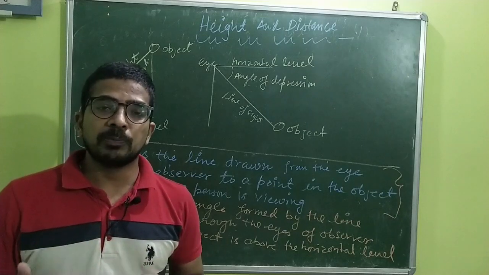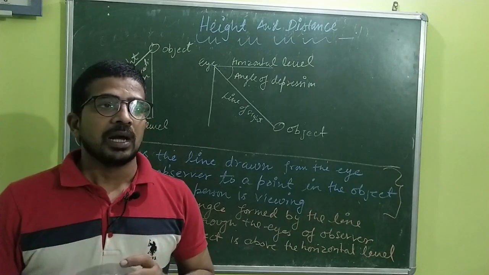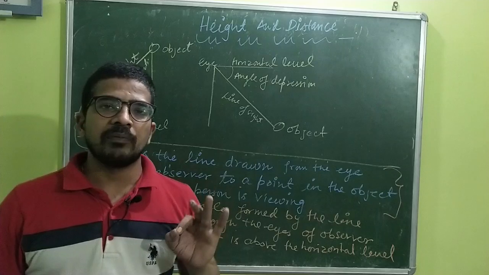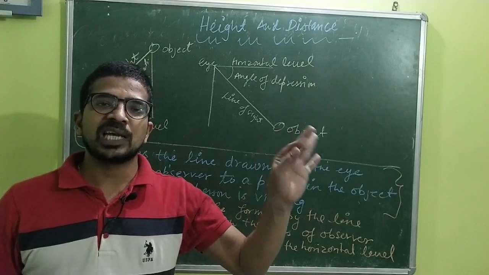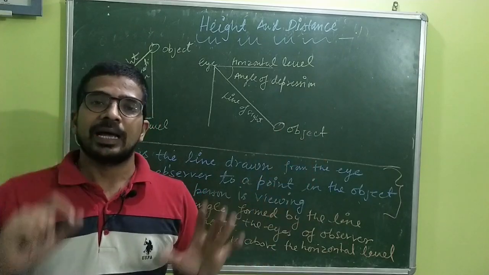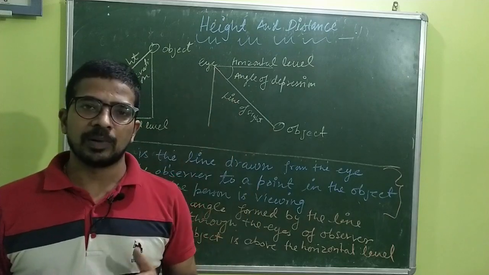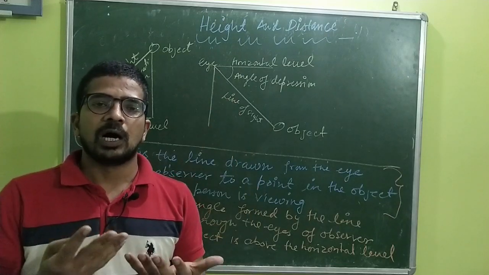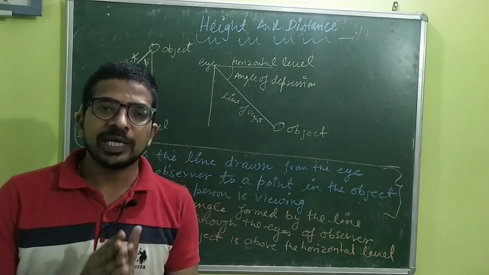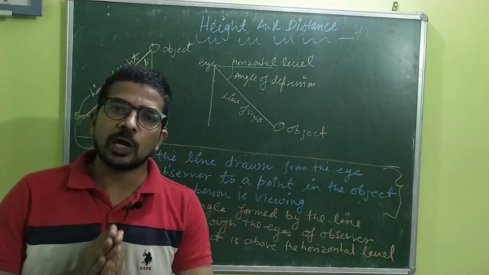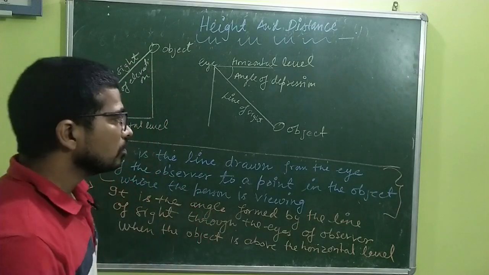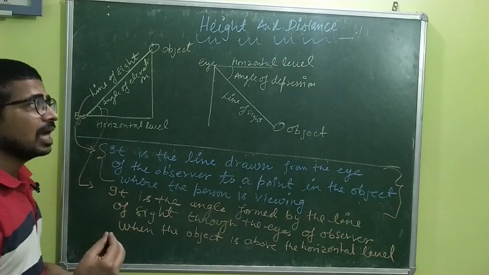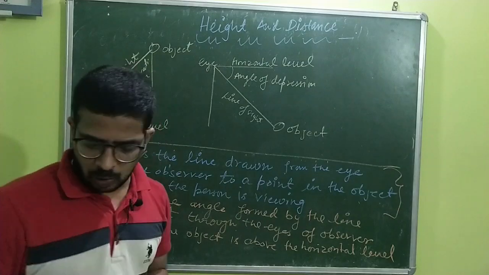It may be possible that for some object I am having an angle of elevation. For the same object somebody may have an angle of depression, who is sitting at the top of a building with so many floors. So keep this in your mind: it depends totally on the observer. Now we have done certain questions also on this topic.